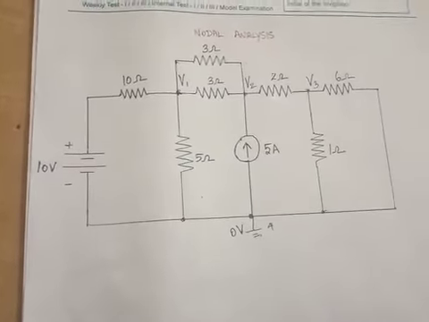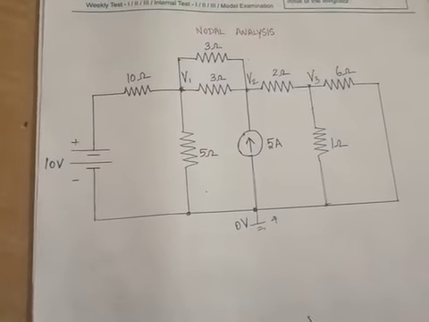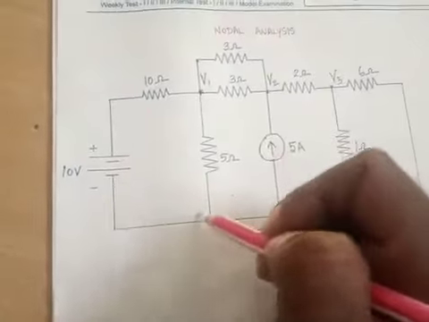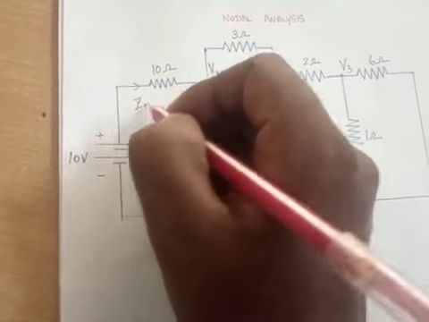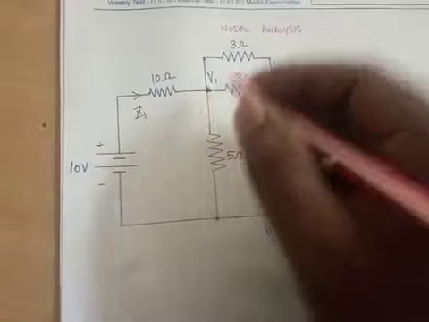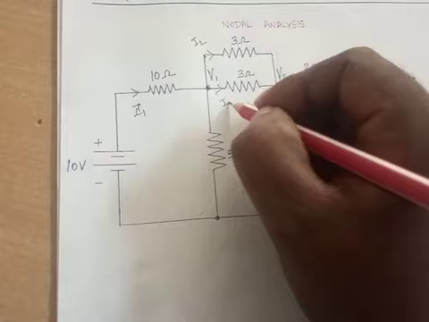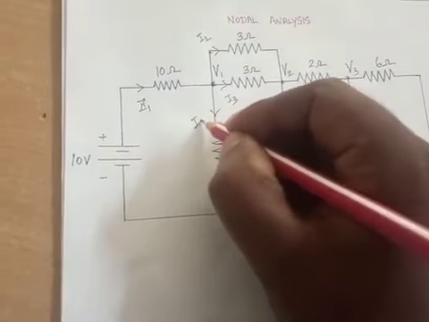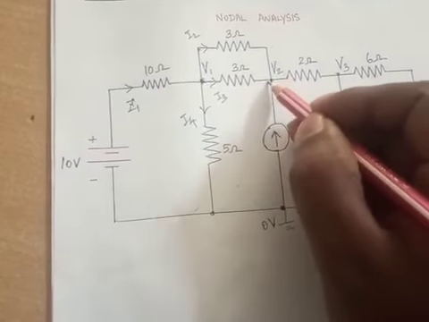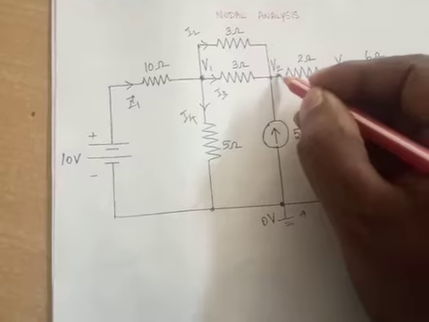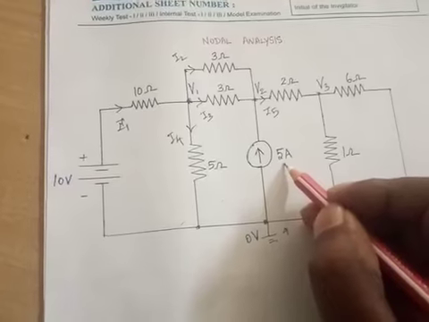Next, you need to assume the branch current in the given circuit. So next step, you have to assume the branch current. So this is my first branch. So assume the current I1. This I1 current is further divided as I2, I3 and I4. Again this I3 current is divided as I5. So here we have 5 ampere of current source.